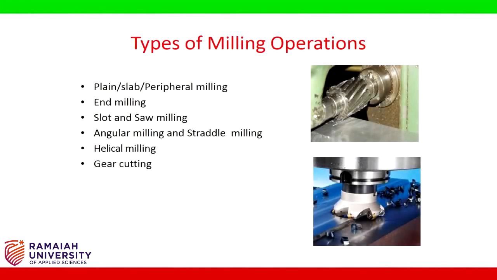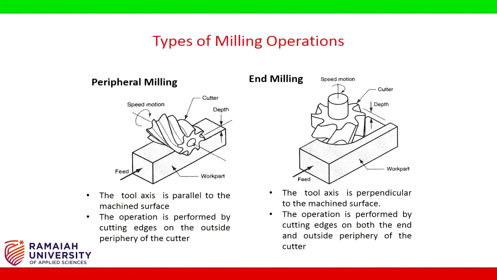Types of milling operations. The various types of milling operations performed by a milling machine include plane or slab or peripheral milling, end milling, slot and saw milling, angular milling and straddle milling, helical milling and gear cutting. The basic cutting operation can be performed by peripheral and end milling methods.